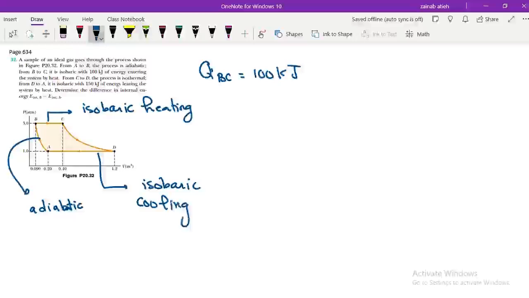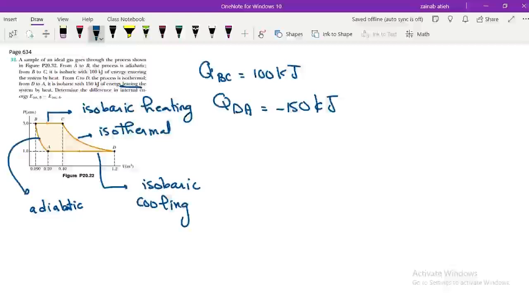Let me complete reading the given. So from C to D, the process is isothermal. From D to A, it is isobaric with 150 kilojoule of energy leaving the system by heat. So he said that it's leaving the system, which I did expect. So QDA is equal to minus 150 kilojoule. For sure, this must be changed into SI unit. I should never use kilojoule. I have to use the joule.